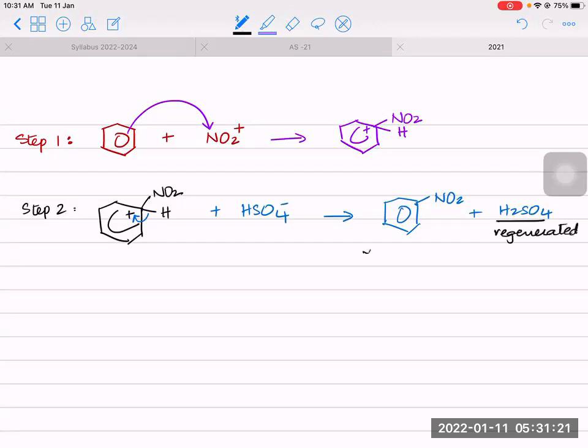And what is our product? It is the yellow oil of nitrobenzene. And do you see there's only one nitro group attached? Therefore, we call this mononitration. Is this clear?